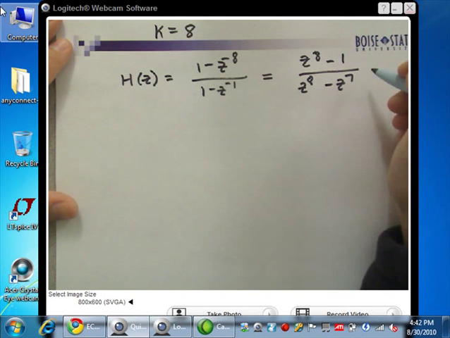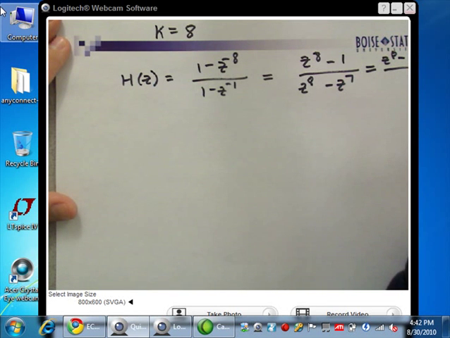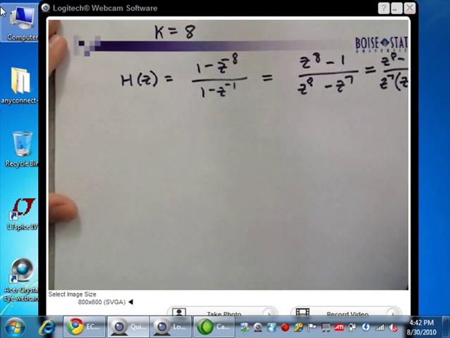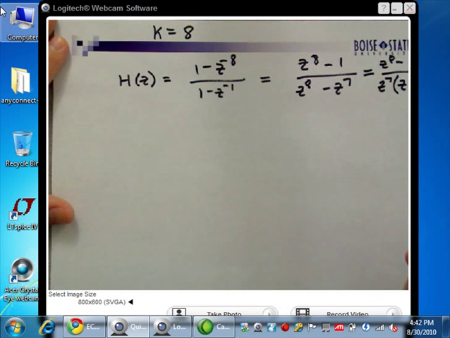Now I'm going to rewrite it even a slightly different way. It's right. Hold on. z to the 8th minus 1 over what? z to the 7th times (z minus 1). So how many poles do I have? 8. So let's plot the poles. That's easy, right?